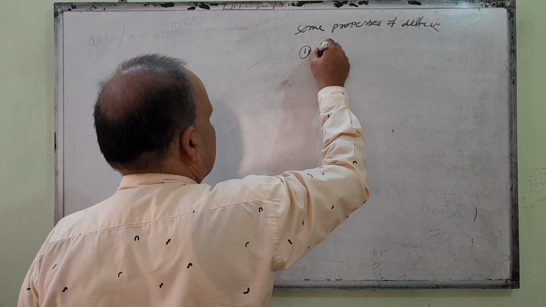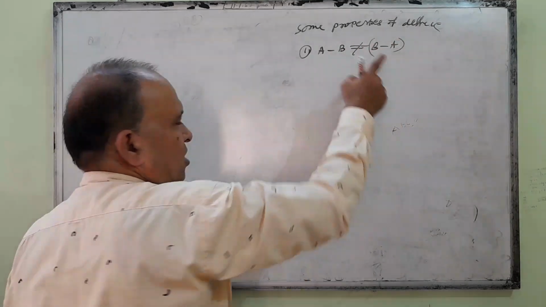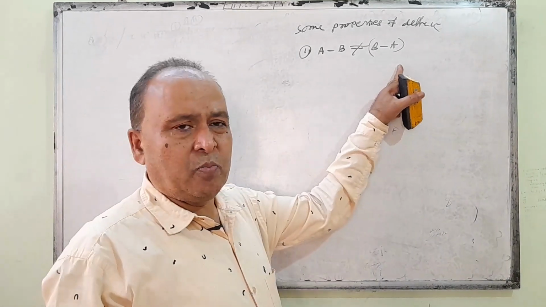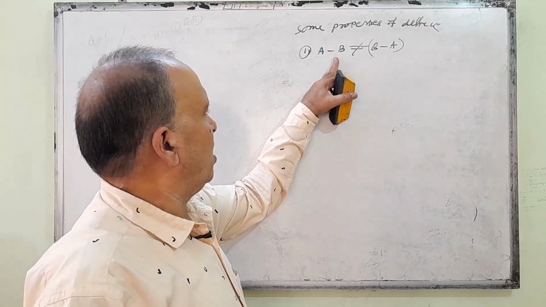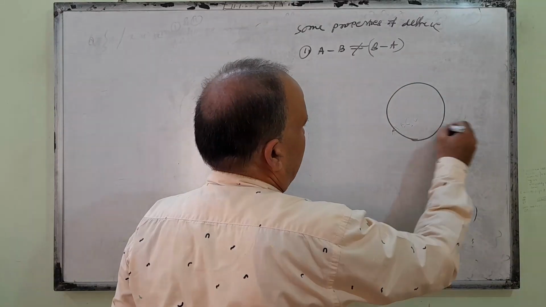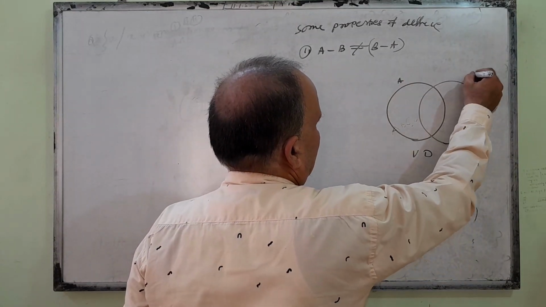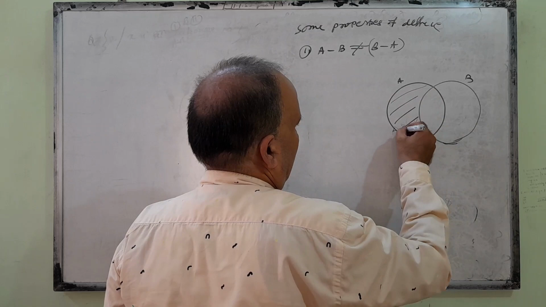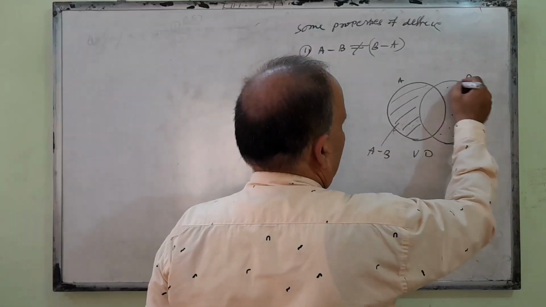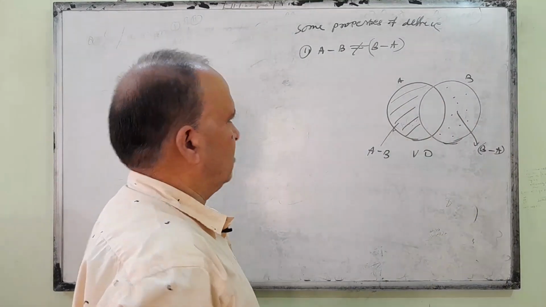First property: A minus B is not equal to B minus A. You know A intersection B is equal to B intersection A, and A union B is equal to B union A. But we show A difference B is not equal to B difference A. Suppose you see in a Venn diagram, this is your A and this is your B. This part is called A minus B and this part is called B minus A. You see, this part is not equal to this part.